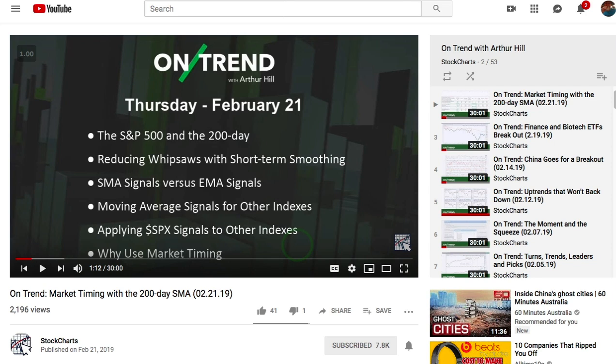I looked at moving average signals for other indexes and found that they weren't that good. And I found you could do better by applying signals from the S&P 500 to the other indexes and SPY. So take a look at that if you want more details. So today we're going to look at some shorter moving average pairs and see what we can learn.